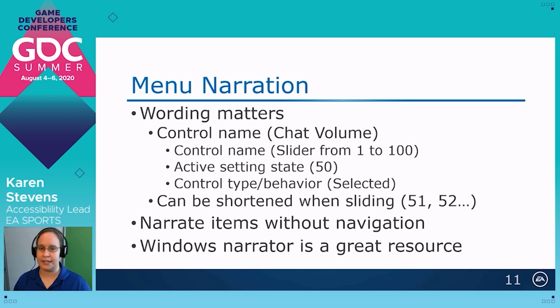It's important to say what the current setting is. But it's also okay, let's say if you have something like a slider, to shorten it while you're using the thing. So let's say at the beginning, you have a slider and the current value set is 50. That's fine. Let's say you're sliding the slider. You don't have to say that every time. You can say 51, 52. That's perfectly acceptable. So keep that in mind.